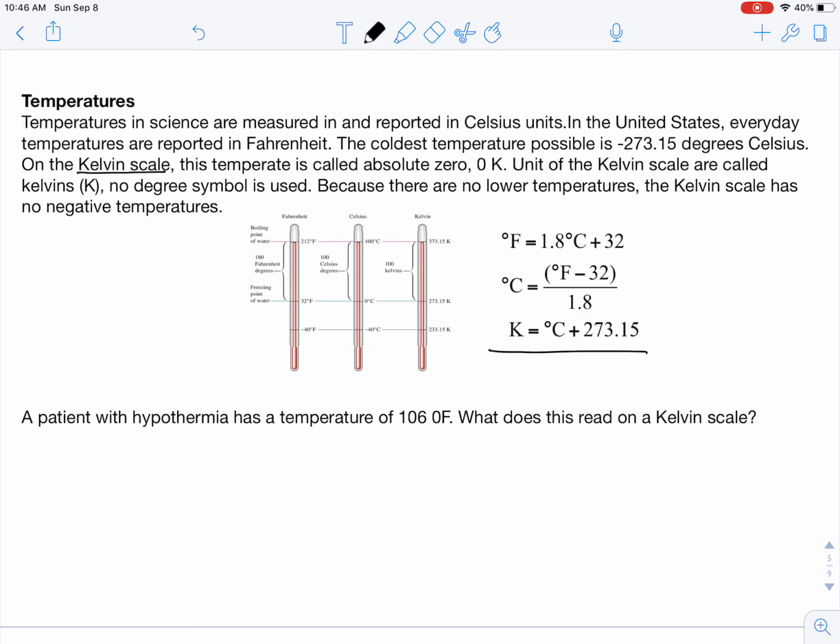In science, Celsius and Kelvin are used the most, but in real life in the United States, Fahrenheit is what you see most often. A patient with hypothermia has a temperature of 106 degrees Fahrenheit. What does this read on a Kelvin scale?